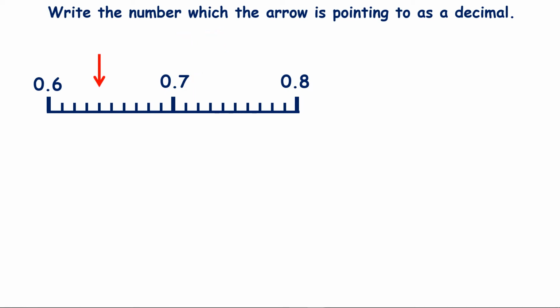Now which number is the arrow pointing to now? Well, we have 0.6, and then we have 1, 2, 3, 4 lines, so we have 0.64. And now we have 0.75, and here we have 0.79.